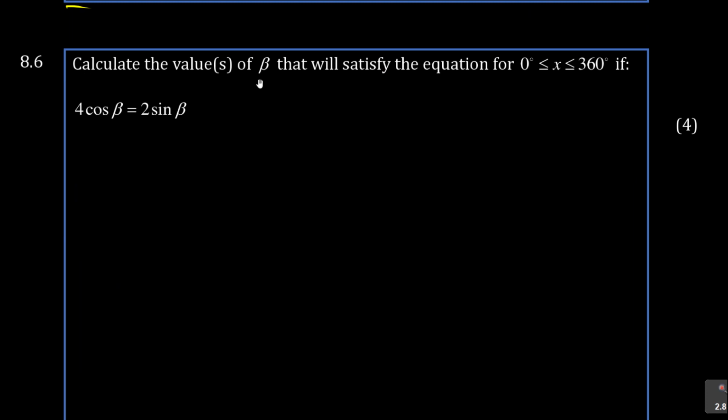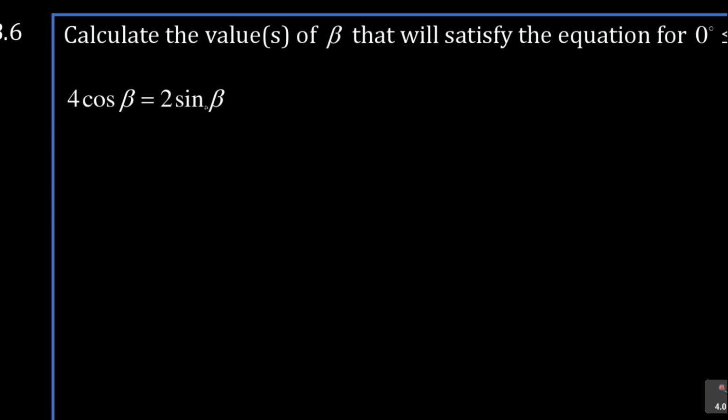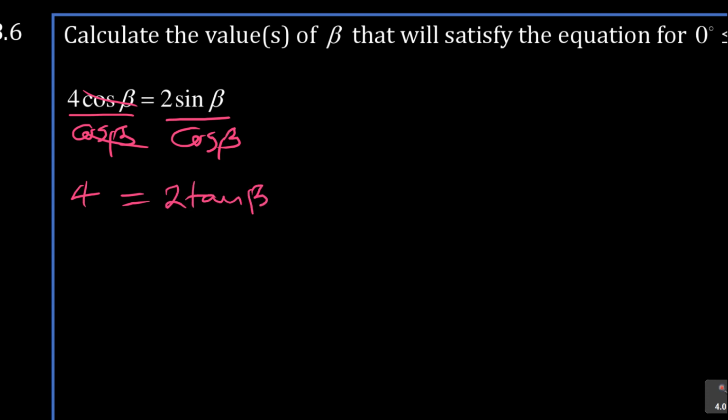Calculate the value or values of beta that will satisfy the equation. Now they give you sine and cos. If they give you sine and cos, you must know that you have to get tan. What you do, you divide. For example, I want to make tan here. I'll say over cos b, over cos b. See what I'm doing there? Cancel there. I've got 4 is equal to sine over cos is 2 tan beta. Now divide by 2, divide by 2.